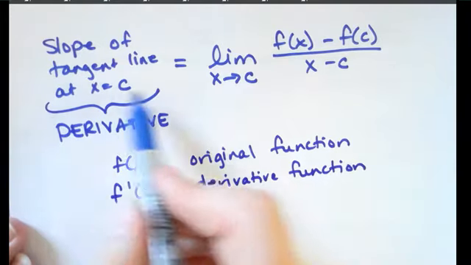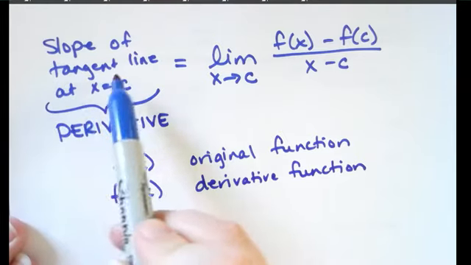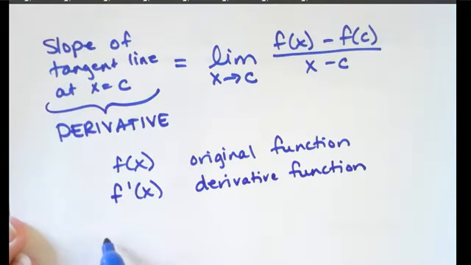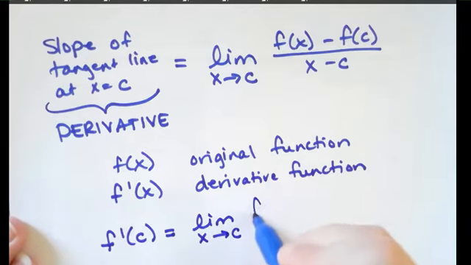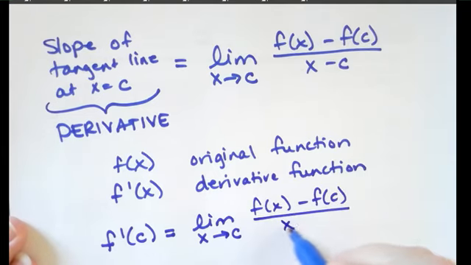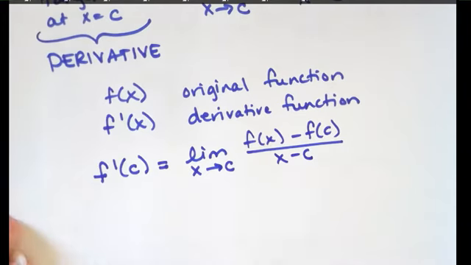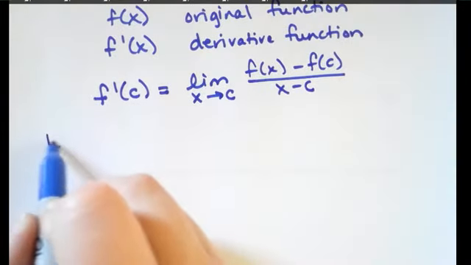So we could rewrite this part up here, and instead of saying slope of a tangent line at x equals c, we could say f prime of c equals the limit as x approaches c of f of x minus f of c all over x minus c. So this is a key formula that you want to know, a key equation you want to understand for calculus. So let's see how we could use this in an example.